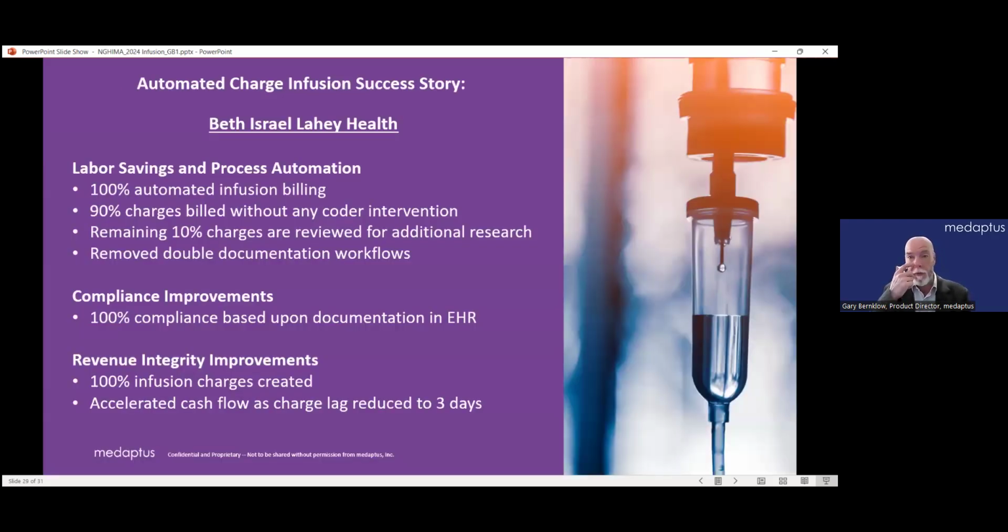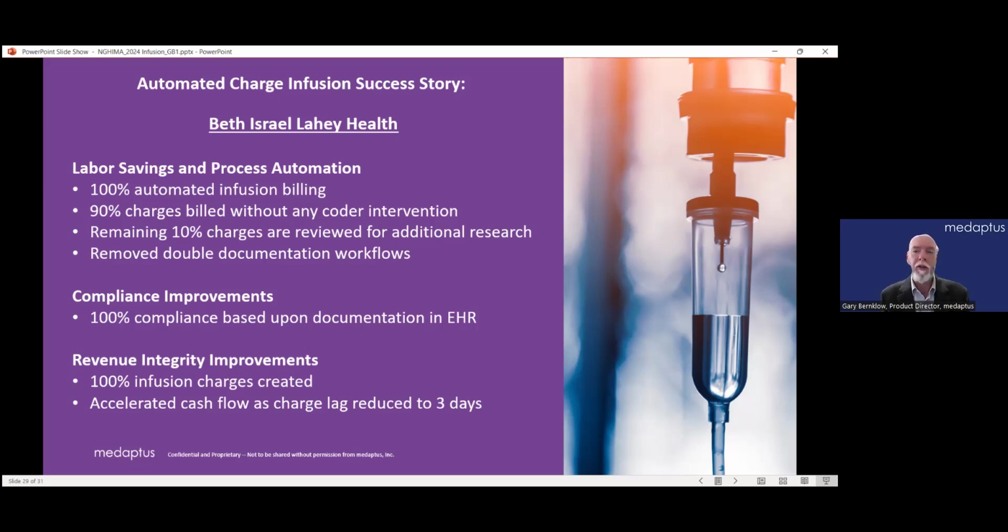Just to give you a little bit of an idea of what this looks like and what we found, we have Beth Israel Lahey Health up here in Massachusetts, which implemented our automated infusion charge capture, and they don't have smart pumps, by the way. They're still looking at getting them and making that process a little bit easier. But just using accurate documentation, they made sure that the nurses were documenting things appropriately.